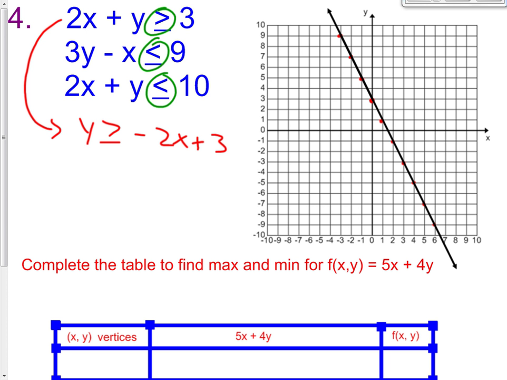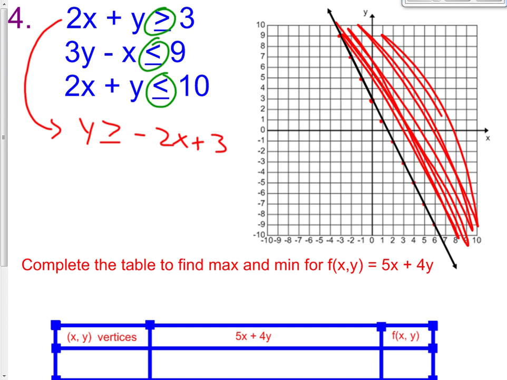So there's our first one, and the shading is greater than or equal to, so it is everything above. Everything above is right here. There's our shading, and there's our first equation.